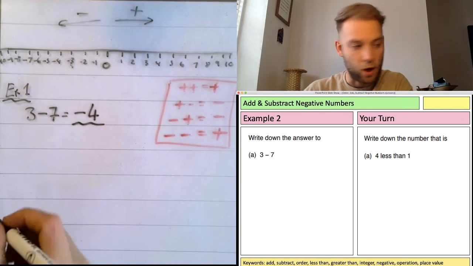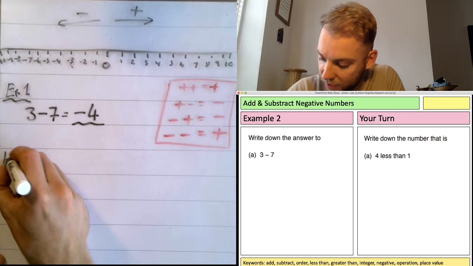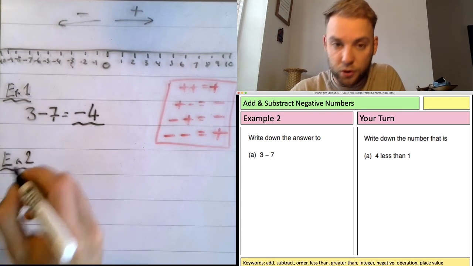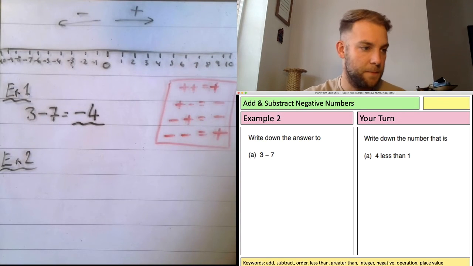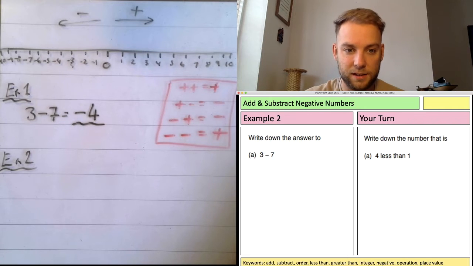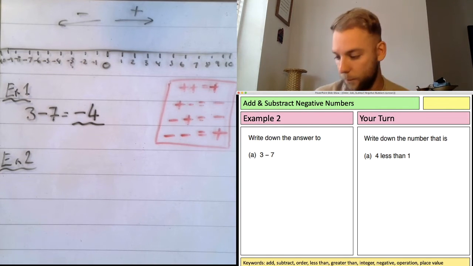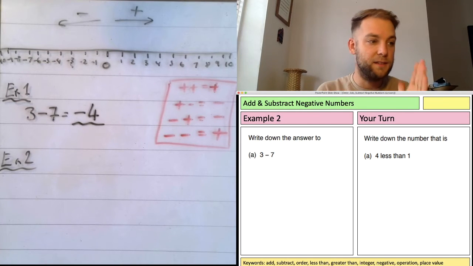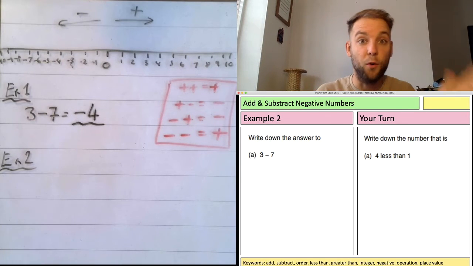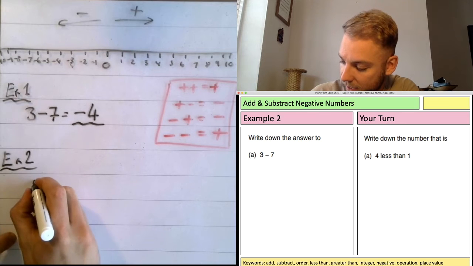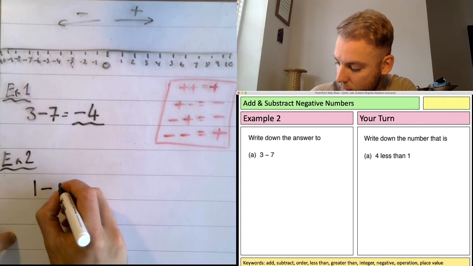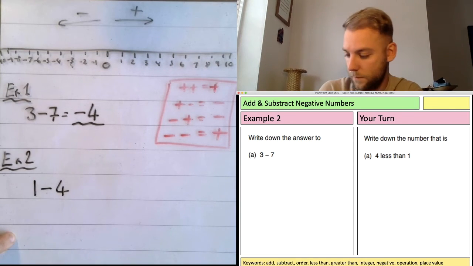Okay? So maybe pause now and have a little go at example 2 yourself. I'll make it big so you can see it. I mean, I think that's pretty easy, to be honest. In fact, I'm not even going to pause it. 4 less than 1. So don't be confused with that. It's not saying 4 take away 1. It's saying 4 less than 1. So basically what we're saying here is 1 subtract 4.